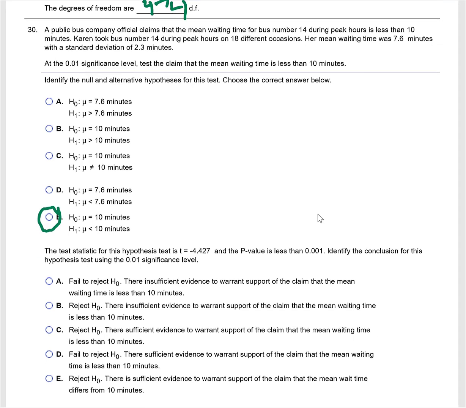And then the test statistic was t equal to negative 4.427 with a p-value less than 0.01. Identify the conclusion using a 0.01 significance level. Okay, so our p-value is less than the significance level, so we're going to reject the null, and we're going to say there is sufficient evidence to support the claim that the mean waiting time is less than 10 minutes, which is choice C.